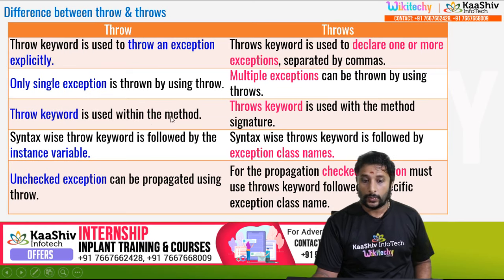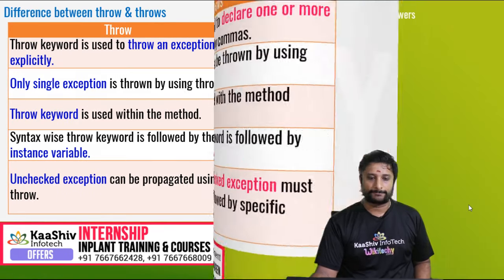The throw keyword is used within the method. It is used with the method signature. Over here it's followed by the instance variable, followed by the exception class member, whether it is an unchecked exception or a checked exception.